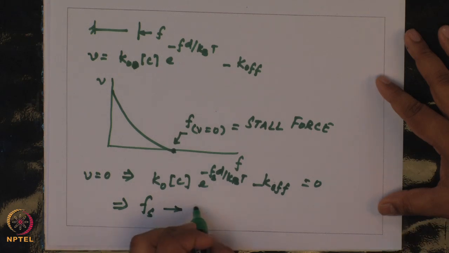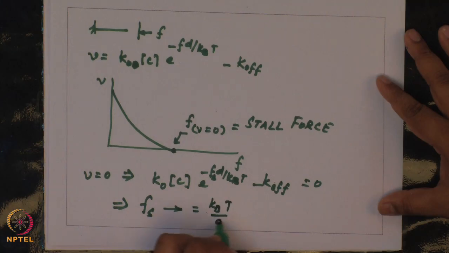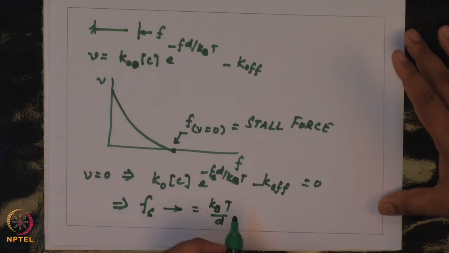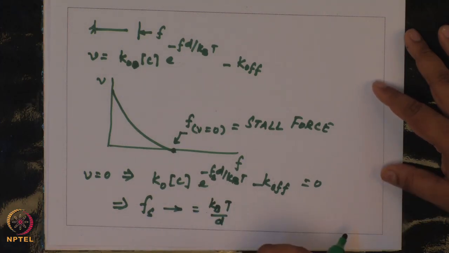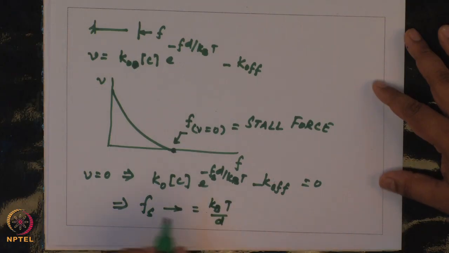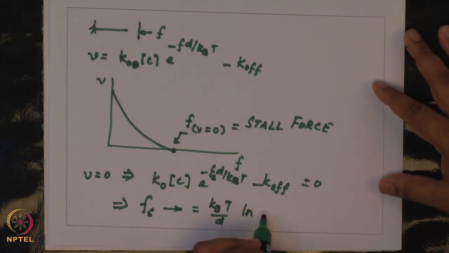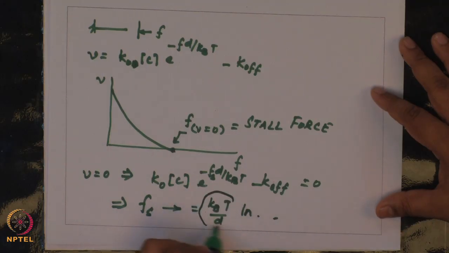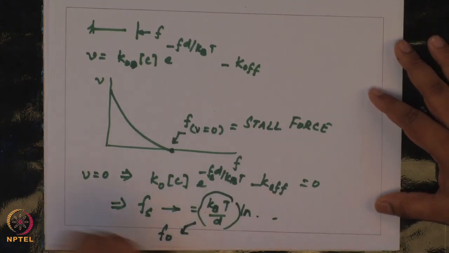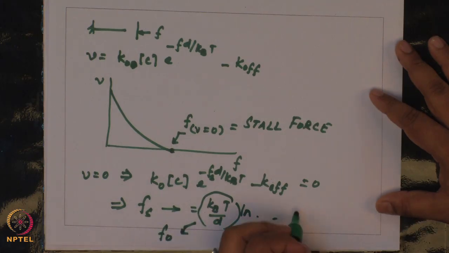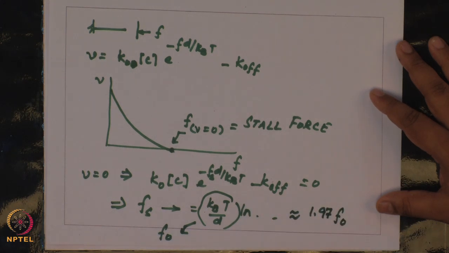So, this will turn out to be k_B T by d times the log of k_0 c by k_off, something like that. This is some intrinsic force scale, you can call it f_0. If you plug in the values for an actin monomer system, you will get f_s of the order of 1.97 f_0.